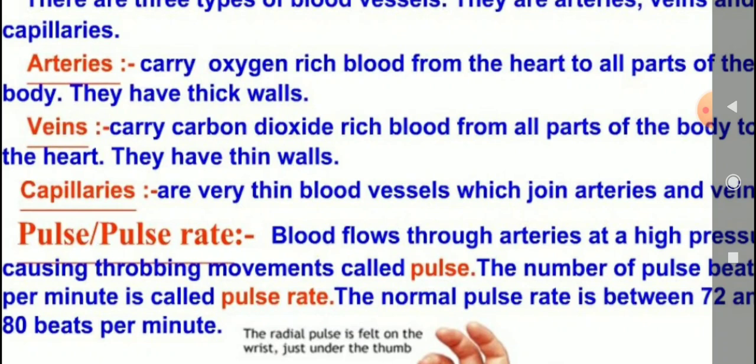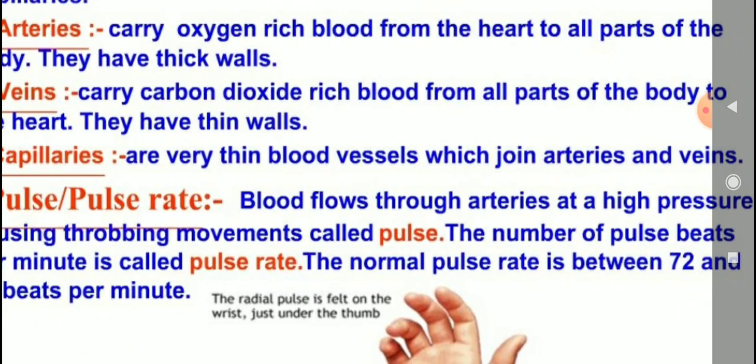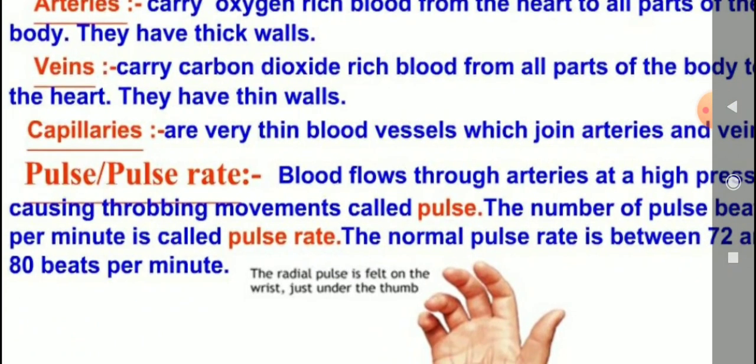Listen. Next, pulse rate. Blood flows through arteries at a high pressure, causing throbbing movements called pulse. The number of pulse beats per minute is called pulse rate. What is pulse? What is pulse rate?